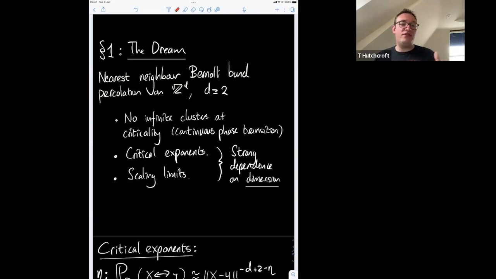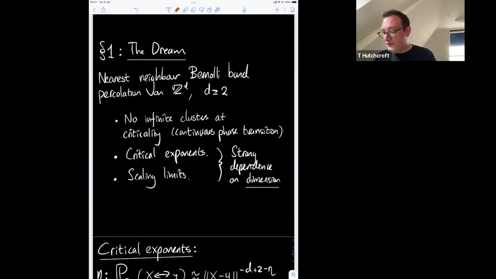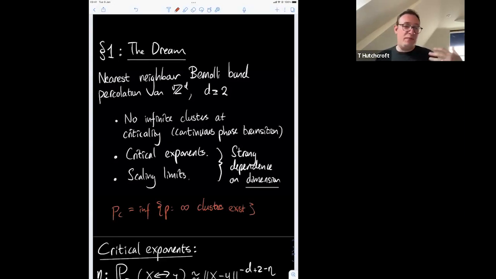And generally speaking, we're interested in the geometry of the connected components of open edges, and these are referred to as clusters. Okay, and one of the basic definitions is that p_c is the infimum of the values of p such that infinite clusters exist. Now the existence of an infinite cluster is a tail event. So by Kolmogorov, it has probability 0 or 1. So when you're above p_c, infinite clusters exist with probability 1. When you're below p_c, they exist with probability 0.